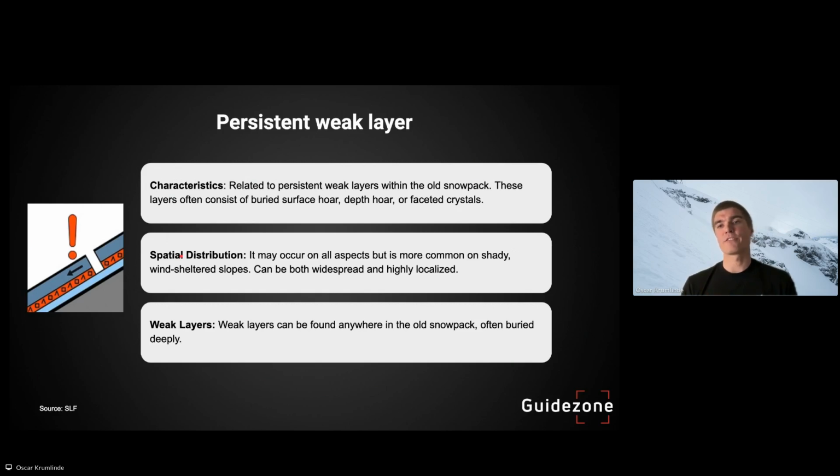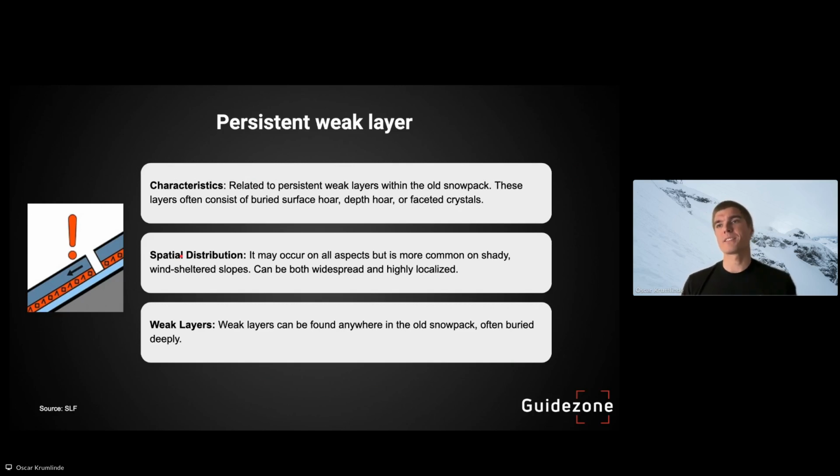Then we have depth hoar and faceted crystals, which on the other hand develop within the snowpack due to temperature gradients, so differences in temperatures within the snowpack. So without going into more detail how they form and why, what they all have in common is their ability to create ideal weak layers because of these large crystal shapes, which can persist in the snowpack for a long time without disappearing.